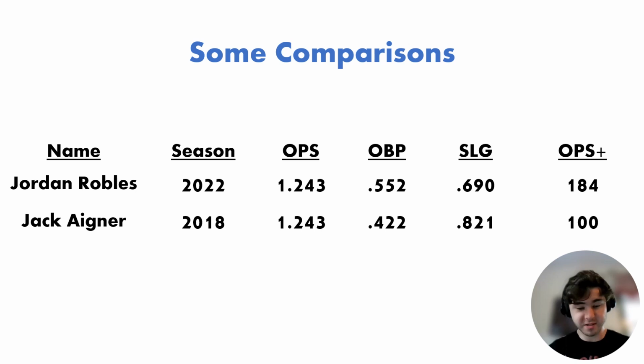Let's go back to Jordan Robles in 2022, who had a 1243 OPS. Remember I said that would have been 10th in 2018? Well, it was actually the exact same as Jack Agner in 2018, who had a 1243. Agner's is slightly higher if you go out to further decimal places, but using OPS plus shows that Jordan Robles was at a 184 in 2022, while Agner was at a 100 in 2018. So despite having the same OPS, in 2018, Agner was just a league average hitter, while in 2022, Robles was a great hitter, 84% better than league average.